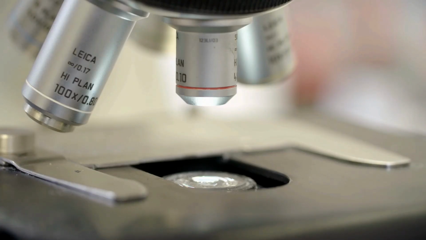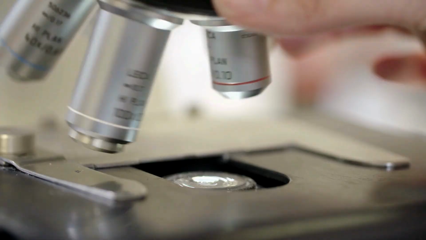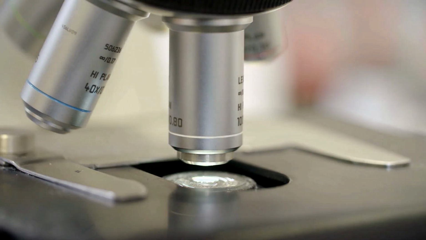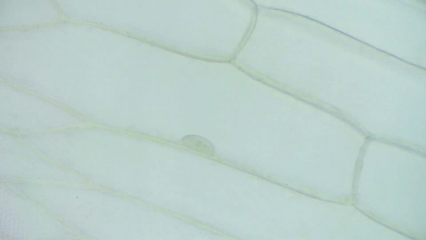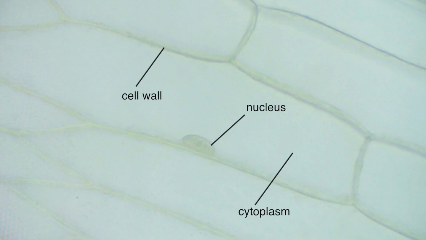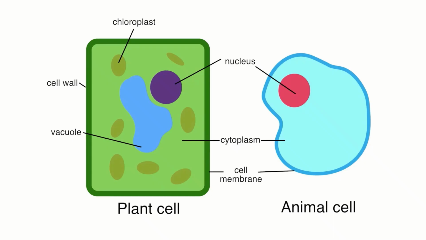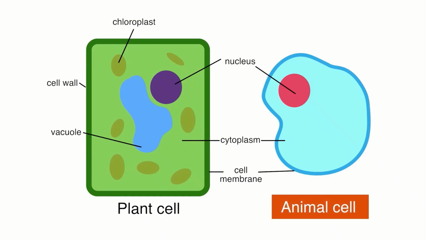Now let's increase the magnification using another objective. Here we can clearly see the nucleus of the cell, the cytoplasm, and the cell wall. We cannot see the chloroplast because this part of the onion is planted underground, so there is no photosynthesis. Now let's go to animal cell.